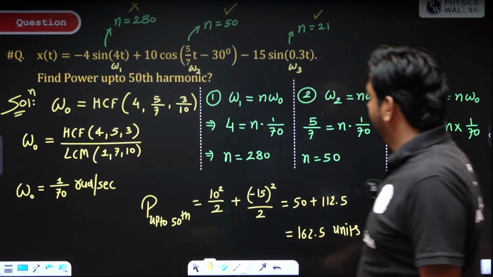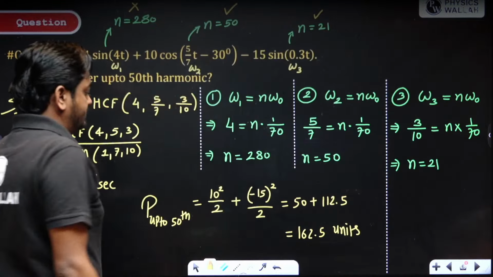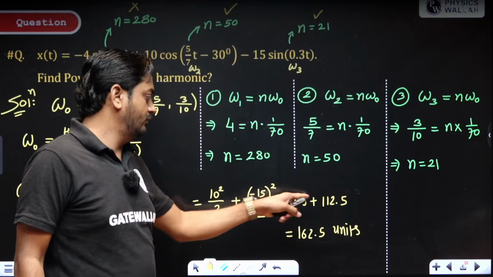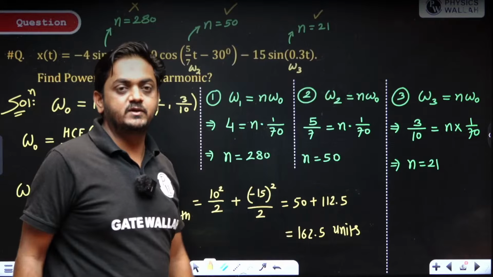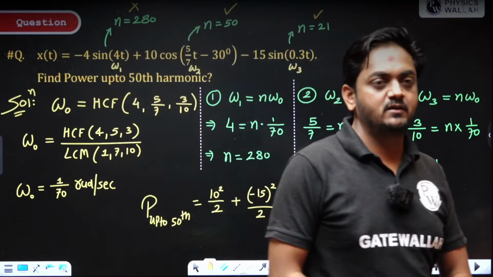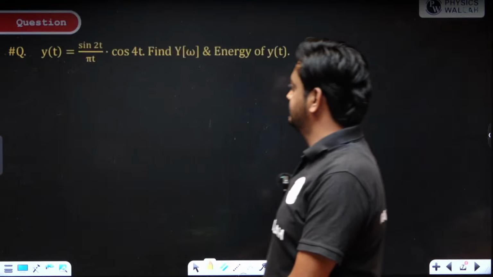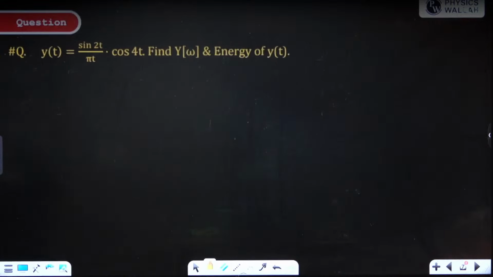So here this is 100 by 2, that is 50. This is 225 divided by 2, 112.5. So the final answer is 162.5 units, power up to the 50th harmonic. Got it? So this is a question from the Fourier series. Now a question from the Fourier transform.